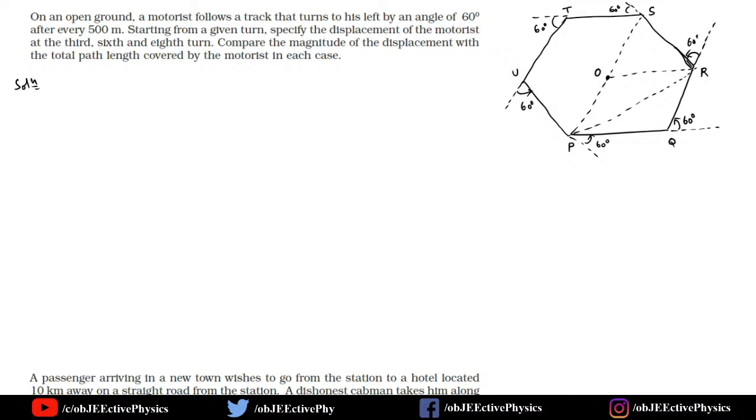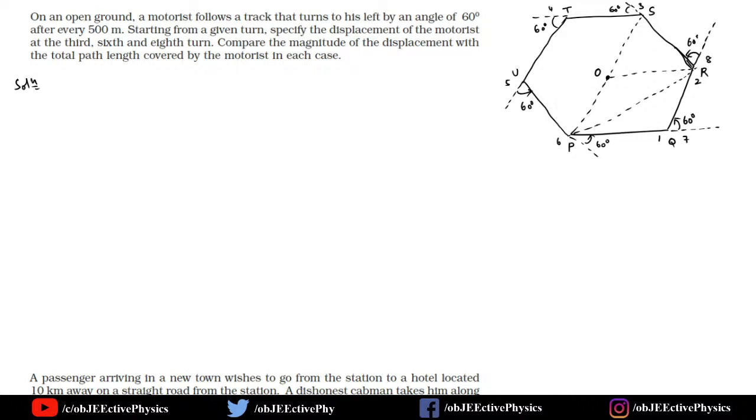Now, as per the question, on an open ground, a motorist follows a track that turns to his left by an angle of 60 degrees after every 500 meters. Let us assume that the starting point is P. This is the first turn at Q, second turn at R, third turn at S, fourth turn at T, the fifth turn, sixth turn again at P, and here it is the seventh turn, then at R, eighth turn. Third, sixth and eighth turn we should find out.